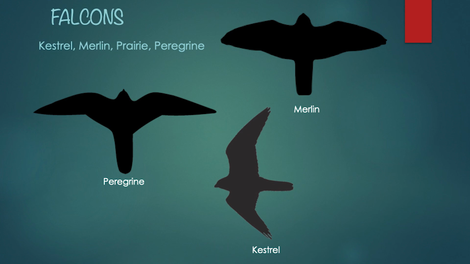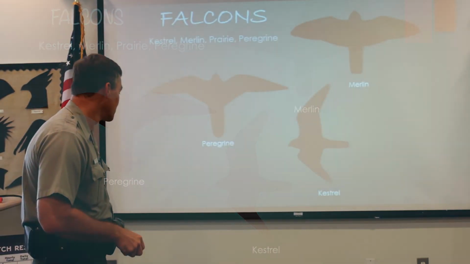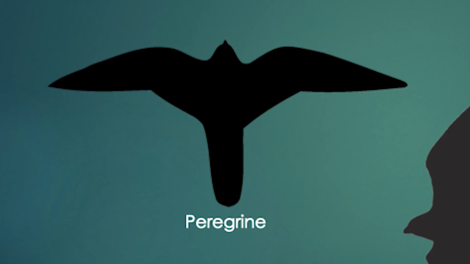So another category are our falcons. And we're going to have very soon, hopefully, one of the fastest animals on the planet fly over Jockey's Ridge. And does anybody know what the fastest animal is? Or at least bird? The peregrine falcon. It can get up to between 150 and 200 miles an hour.